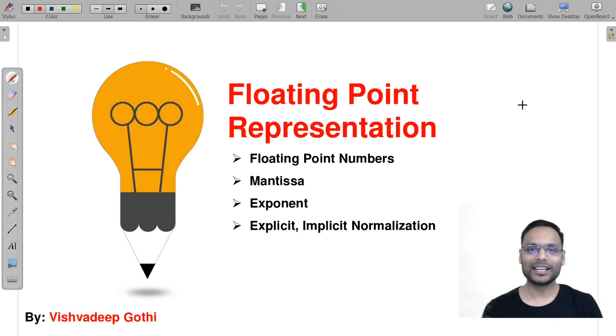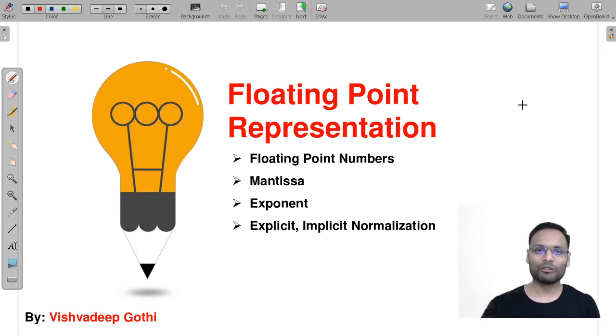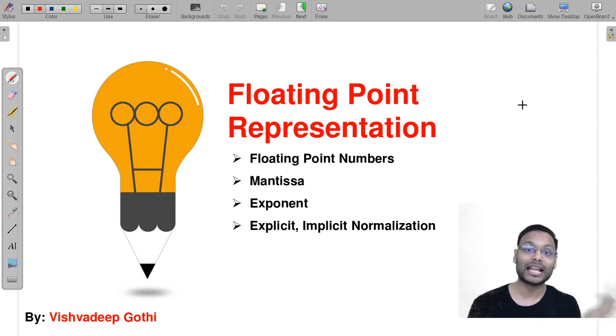Today in this particular lecture, we are going to discuss floating point representation. This is another topic which has been asked less often, but yes, good quality questions have been asked. So many students are having problems. Sir, what is mantissa? What is exponent? What is normalization? Do we do normalization every time or not? And there are so many other small questions students are having.